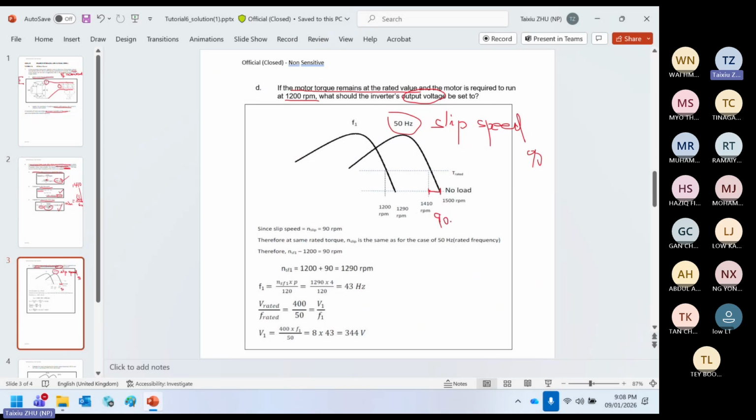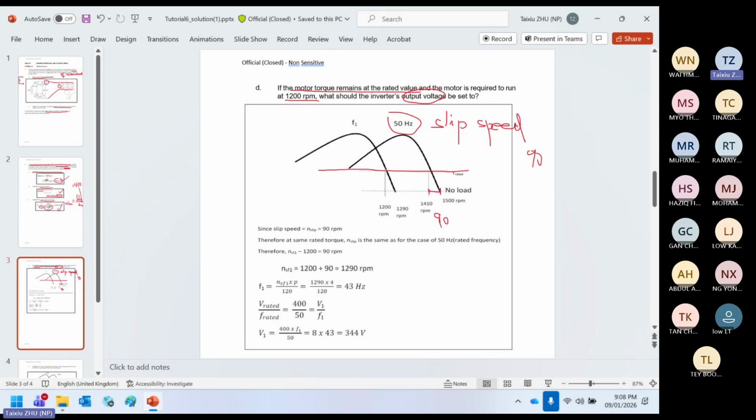Okay, now we change the frequency, right? Because the motor slows down, so the frequency becomes smaller. Then we shift the curve to the left, so you get the new torque speed characteristic. Okay, the load is constant because the question says the load maintains constant, right? Yeah, no change.